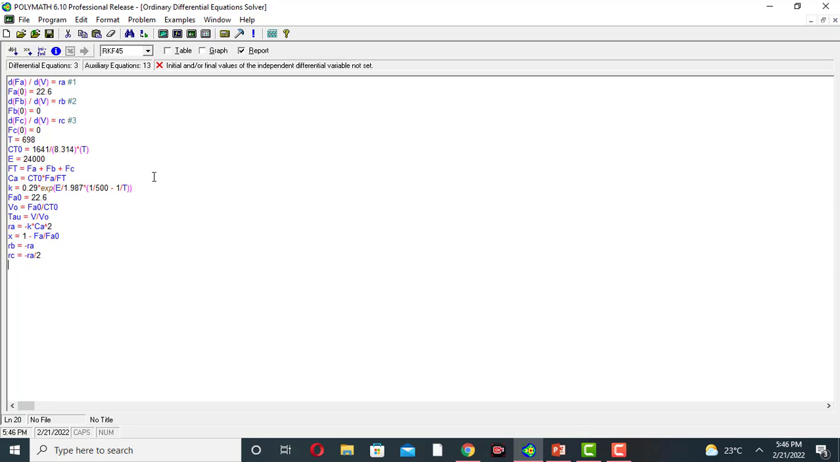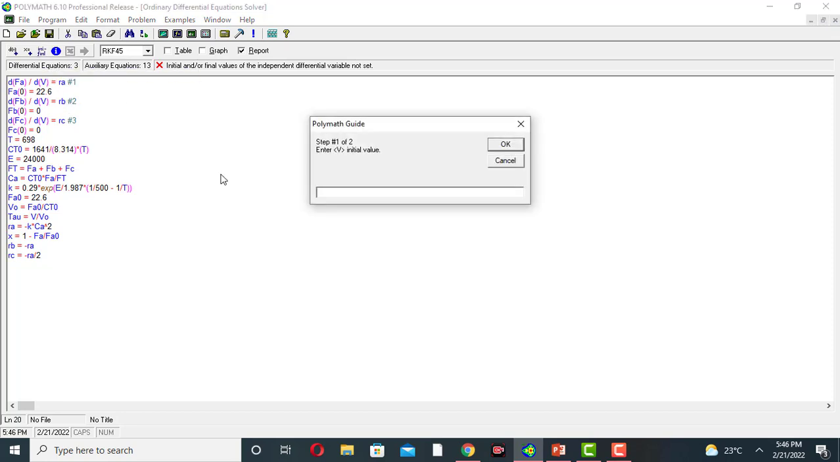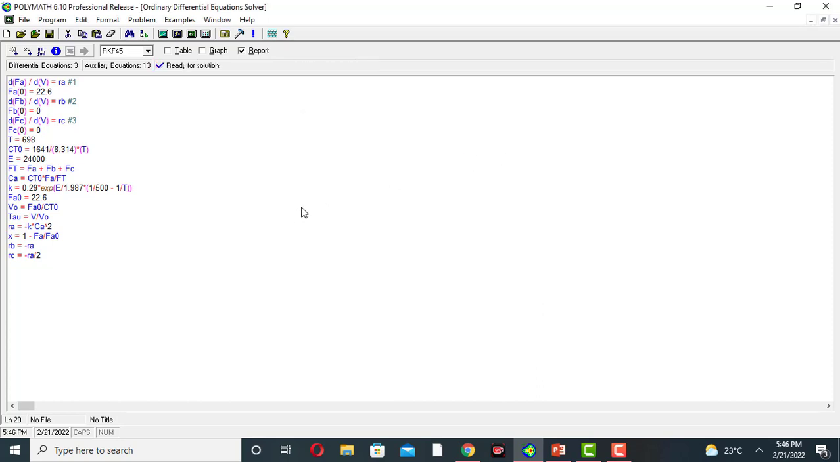So now the initial and final value of the independent differential variable is not set. The independent variable is volume. Initially the value for the reactor is 0 dm cube and the final value is 0.10 raised to power minus 5 dm cube. So the final volume of the reactor can be written as 0.00001. So this is the final value.